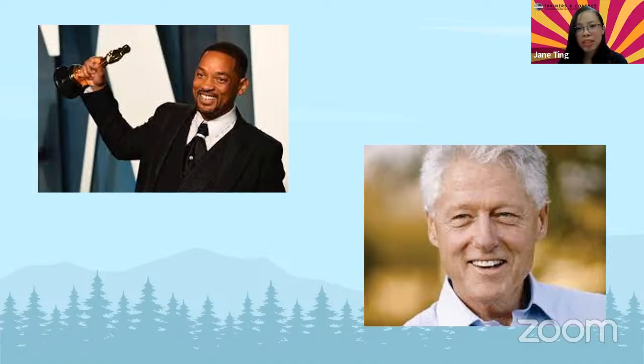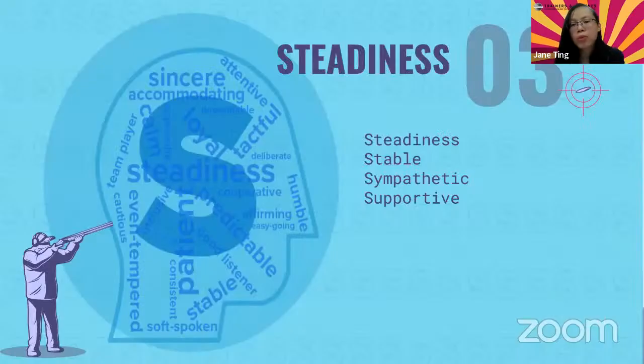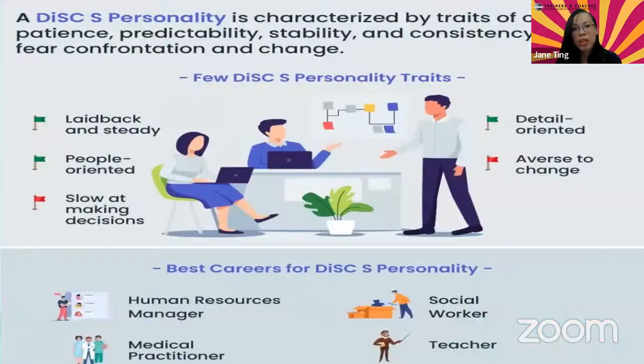Let us go further. I will go slightly faster, then we can focus on the how part. The steadiness. So steadiness are the people with S. These people are more stable, sympathetic, and supportive. They are very patient, predictable, and they are also people-oriented. They like consistency. They are also detailed people. They don't like changes. This is one part of these people because they are consistent. Certain changes get them frustrated, get them kind of scared.